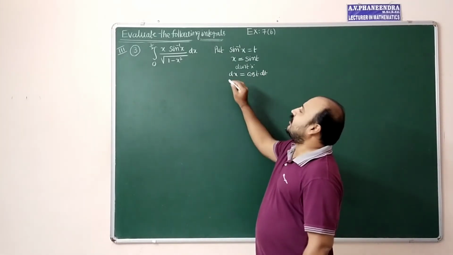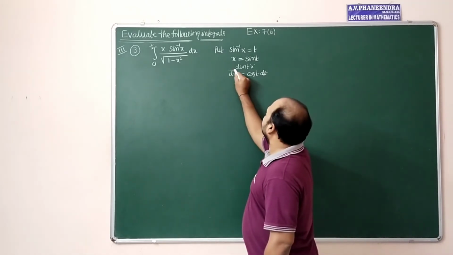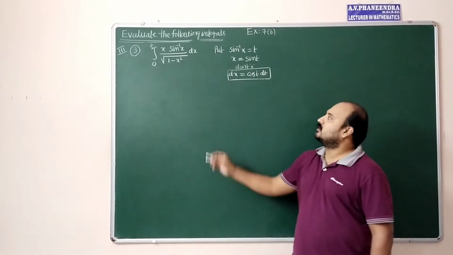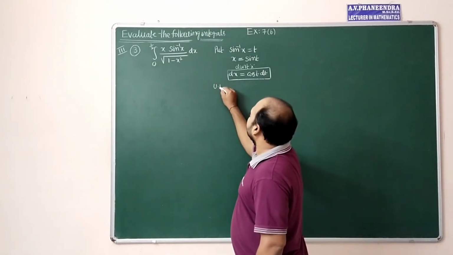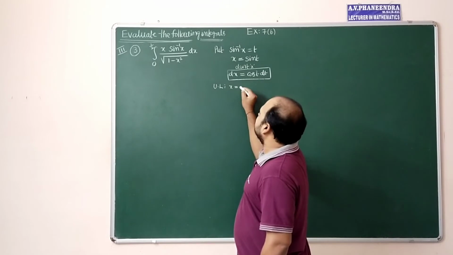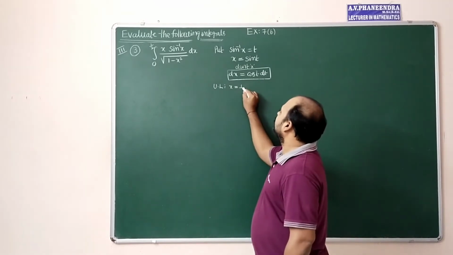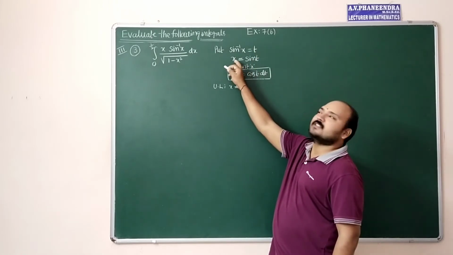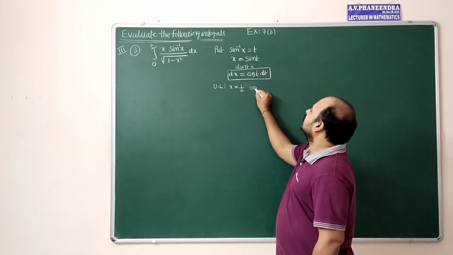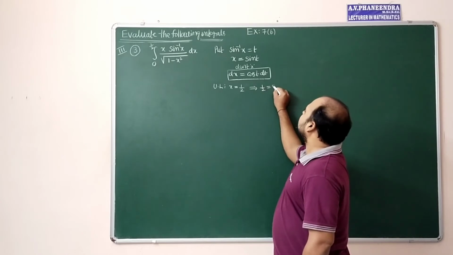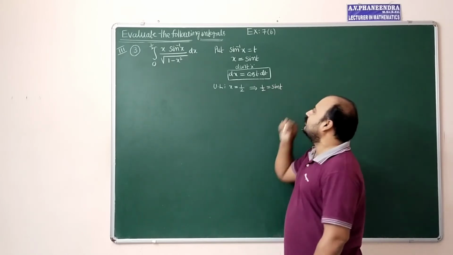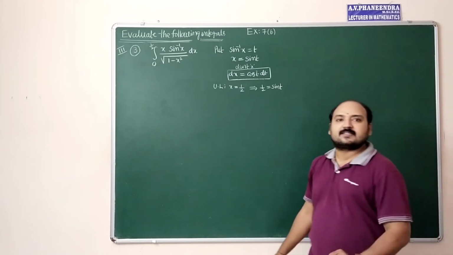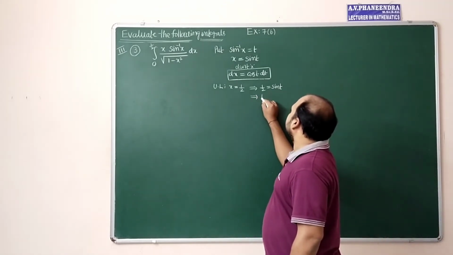After getting the value of dx, we need to find upper limit and lower limit. So first upper limit. When x is equal to 1 by 2, here sin inverse x is equal to t, that means x is equal to sin t only, no? So 1 by 2 equal to sin t. Sin t when it will be equal to 1 by 2? Sin 30 degrees. Sin 30 means pi by 6. So that implies t is equal to pi by 6.